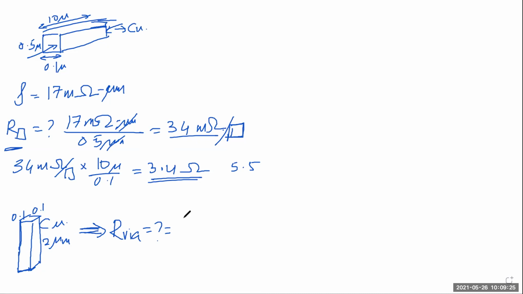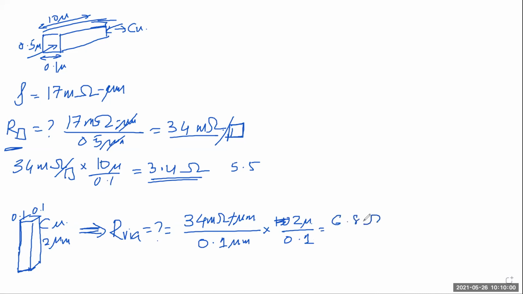3.4 ohms. Okay, let's see. So 3.4, 3.4, so I guess it's got to be right. So 34 milliohm micrometer divided by the height, which is 0.1 micrometer, times L, which is 2 micrometer, divided by 0.1. So that's 68 times 100, so 6.8 ohms.